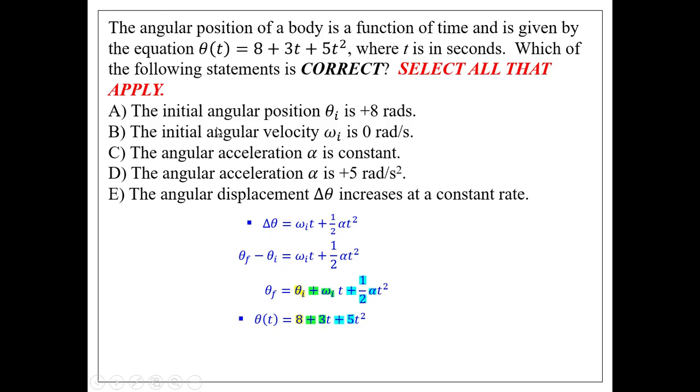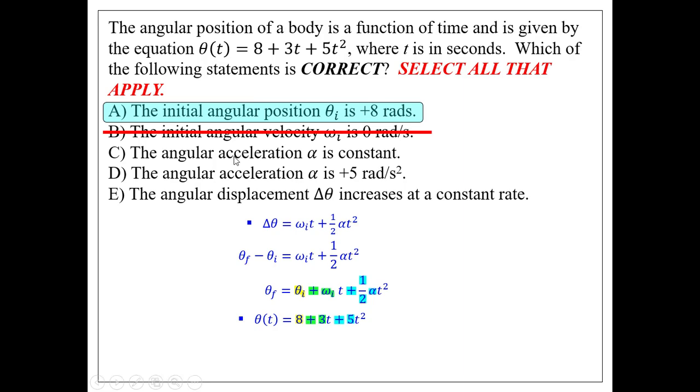All right, so let's read choice A. Choice A says the initial angular position is positive 8 rads. Well, theta i here is indeed 8, and that's a positive value. So I'm going to highlight A. Let's go to B. B says the initial angular velocity is 0. Well, that's not true, because if you line things up based on the time term, omega i here is 3. It's not 0. So therefore B is false, right?